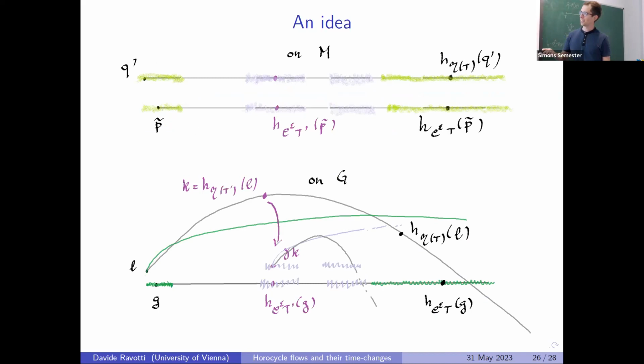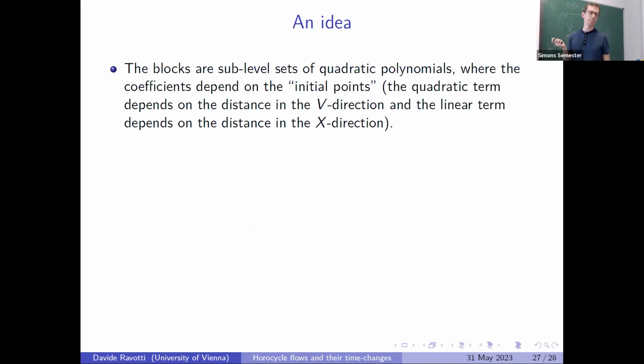Sub-level meaning the set of points that are a distance at most epsilon plus a sublinear term. Does this make sense? So this in green are the set of points where the divergence of points is at most the epsilon I start with, and then the sublinear error that I'm allowed to commit. So I have a bunch of blocks that are contained in sub-level sets of quadratic polynomials. The quadratic polynomials are the divergence in the group of the initial points.